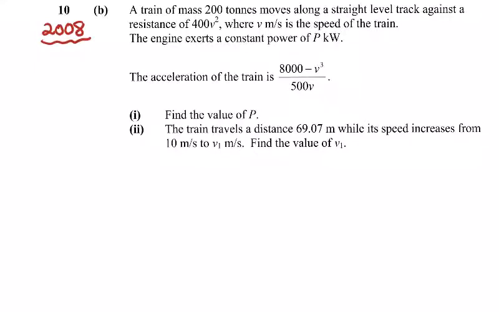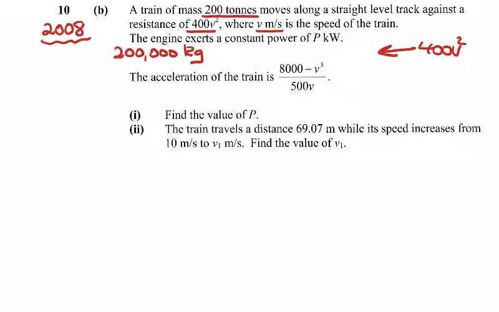This is 2008 question 10b. A train of mass 200 tons, that will be 200,000 kilograms, which we'll need, moves along a straight level track. Resistance is 400 v squared, so 400 v squared in that direction, where v meters per second is the speed of the train.